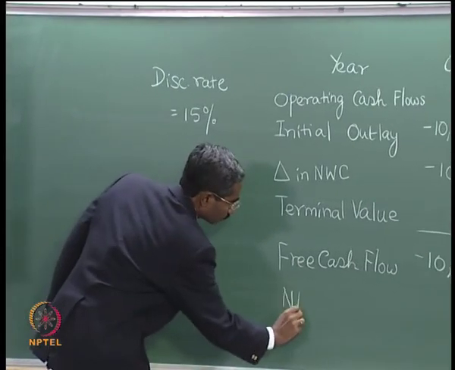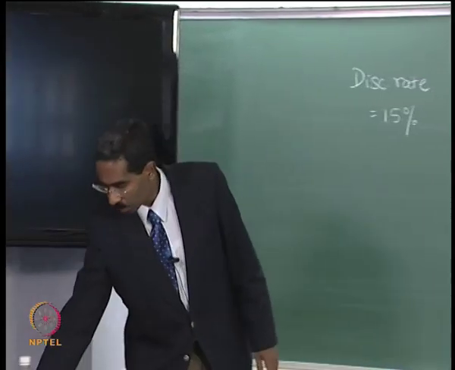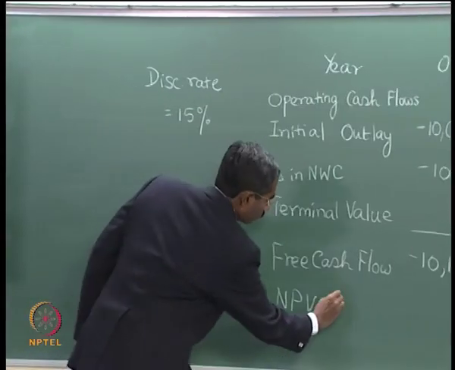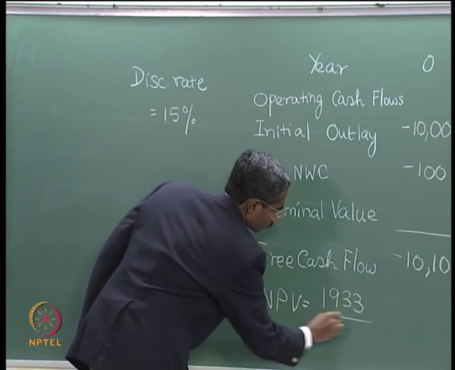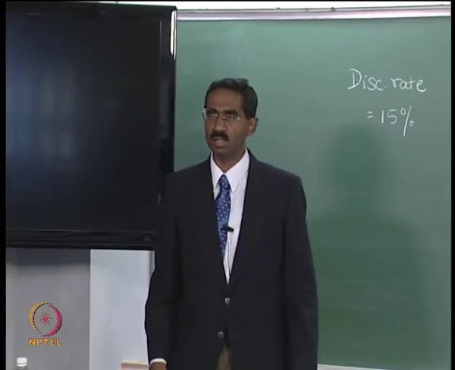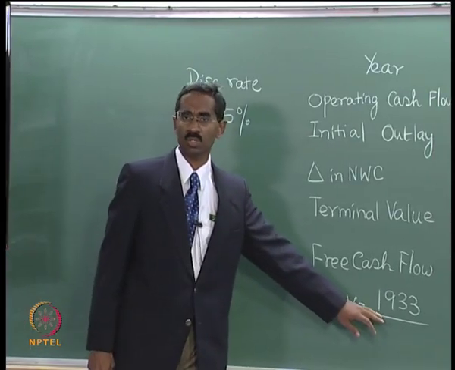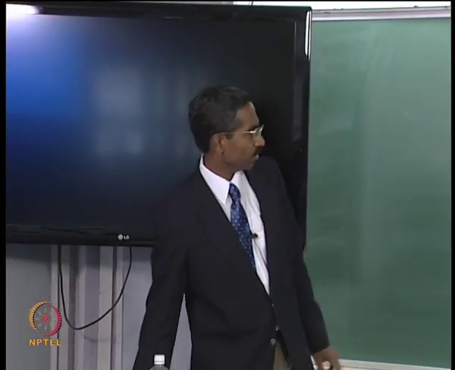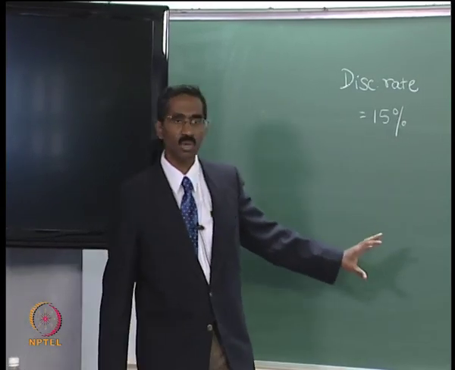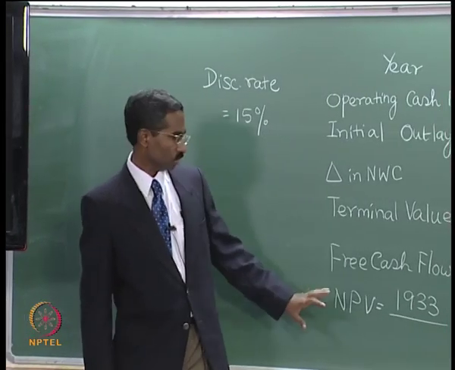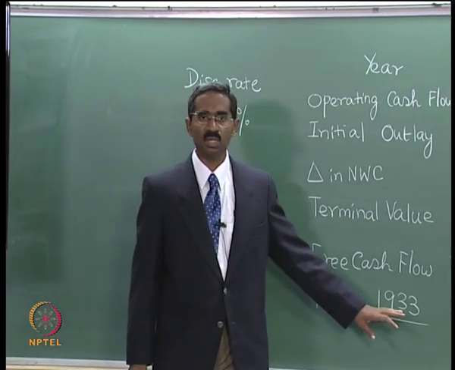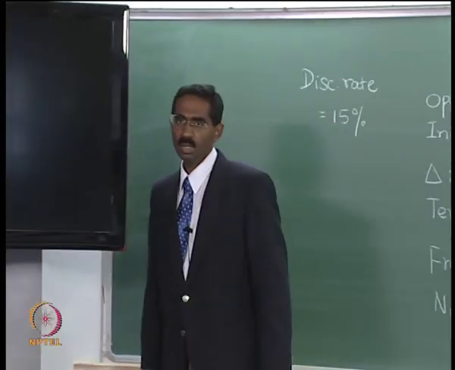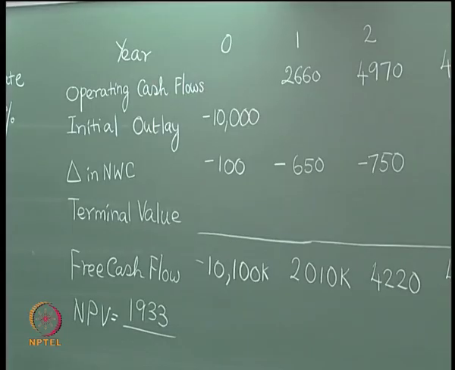Now the net present value works out to be 1933. In fact, I have omitted the thousands. All the values are in thousands, if you recollect, because the project figures are in millions, and we have captured them in thousands. So the net present value of the project is 1933,000, about 1.9 million. The net present value is positive, so the project is viable. The decision would be to go ahead and implement the project.